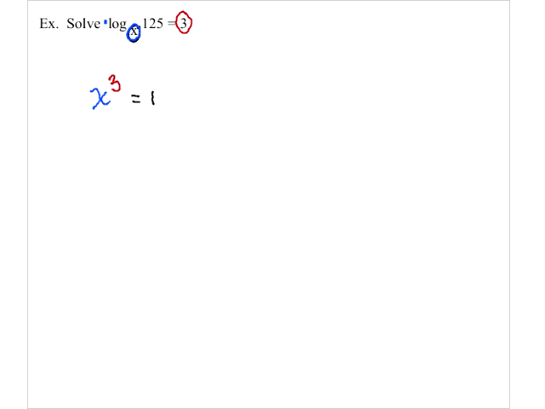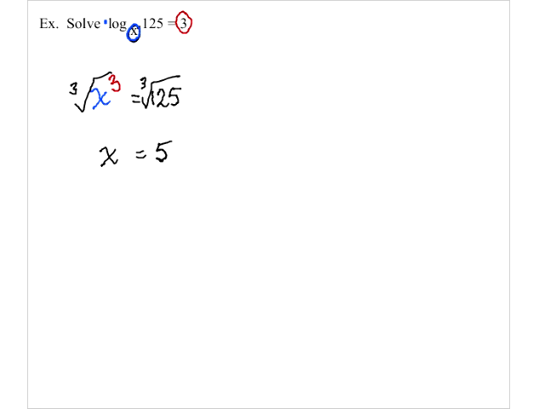Now, once you get here, you're done with logs. You have no more logs to worry about. So that's x cubed is 125. This is a cubic equation, so we're going to take the cube root of both sides. So we'll do the cube root of x to the third and the cube root of 125. So x is going to equal 5. But the key there is changing from log form to exponential form.